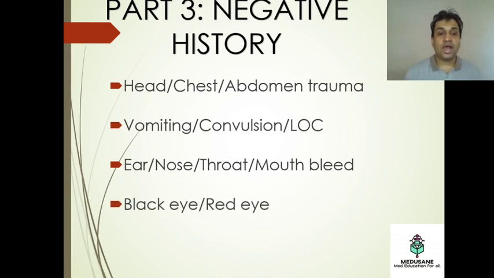Now we have to ask for the history of black eye or a red eye. Red eye can again talk about trauma to the orbit, and black eye can talk about base of the brain hemorrhage or base of the skull.